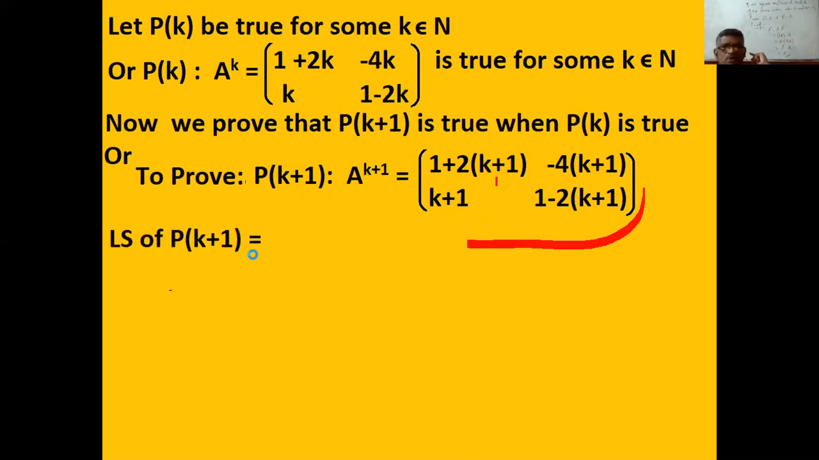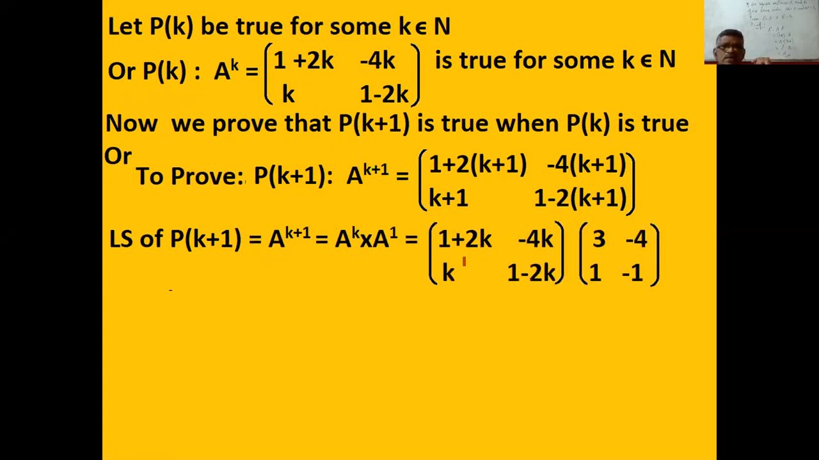What is the left side of P(k+1)? It is A raised to k+1. What is A raised to k+1? A raised to k into A. A raised to k we already have. What is that? [1+2k, -4k; k, 1-2k], multiplied with A raised to 1. A raised to 1 is A, that is [3, -4; 1, -1].